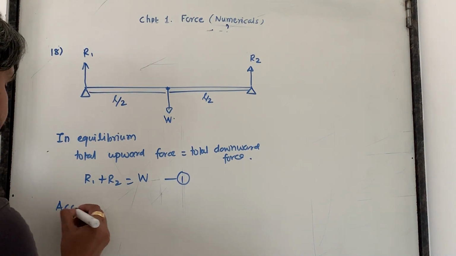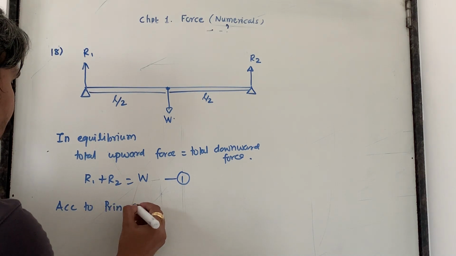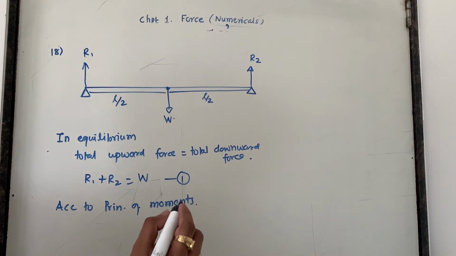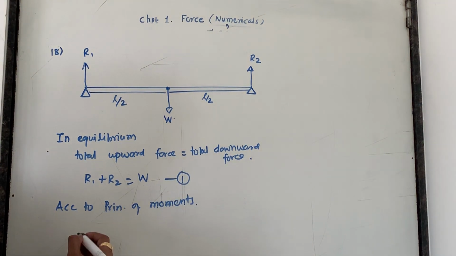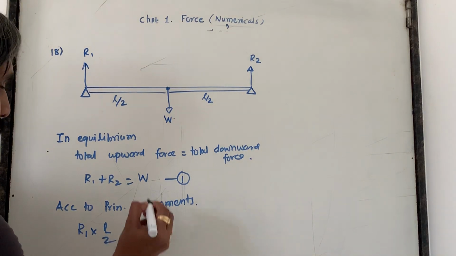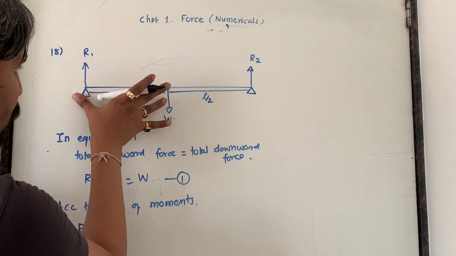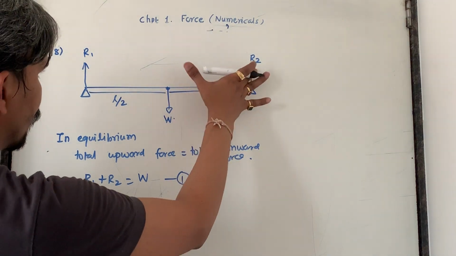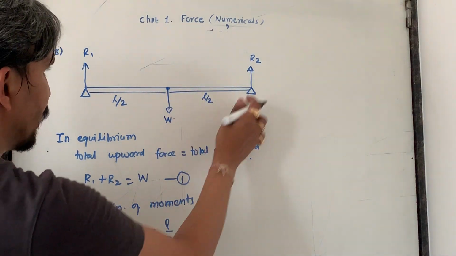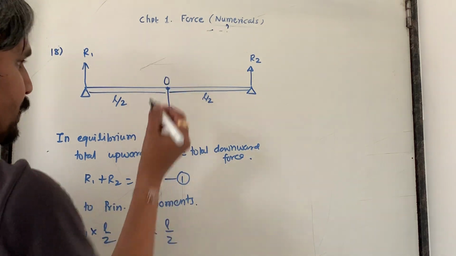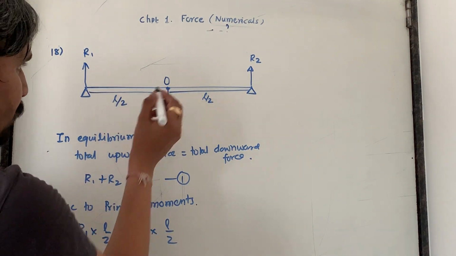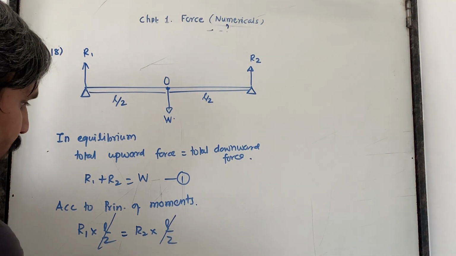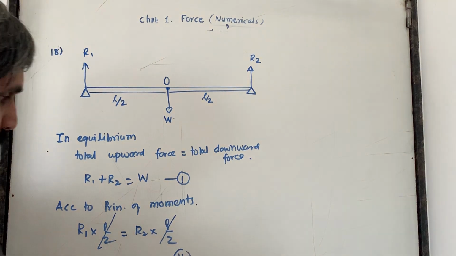Now according to the principle of moments, total anticlockwise moment is equal to total clockwise moment, that is R1 into L by 2 is equal to R2 into L by 2. This is R2 and this is L by 2. This is total anticlockwise about O, about this point O. This is total clockwise about O. So they are in equilibrium. So this is cancelled. So your R1 is equal to R2, equation number 2.